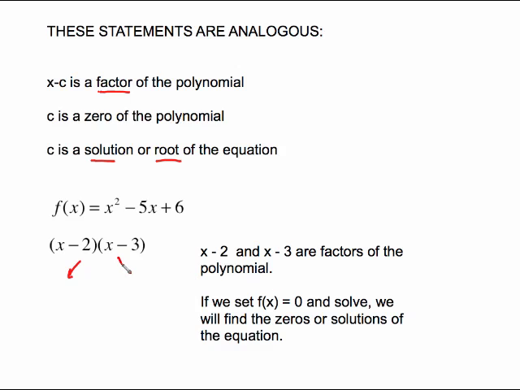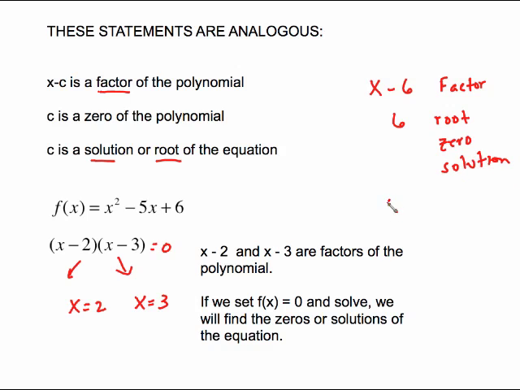If you set these each equal to 0, then we're going to get x equals 2, which is a solution, but it's also called a root or a 0. Set that equal to 0 and solve, and you get x equals 3. So that when you know you have a factor, you also have a 0 or a solution. So let's say x minus 6 is a factor. That means automatically that 6 is a root or a 0, or you could just call it a solution.